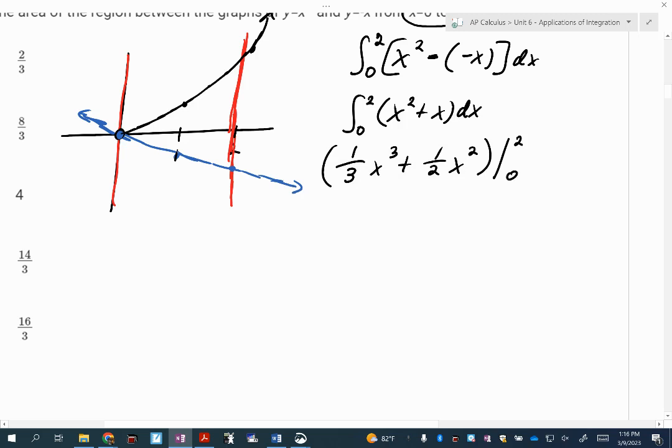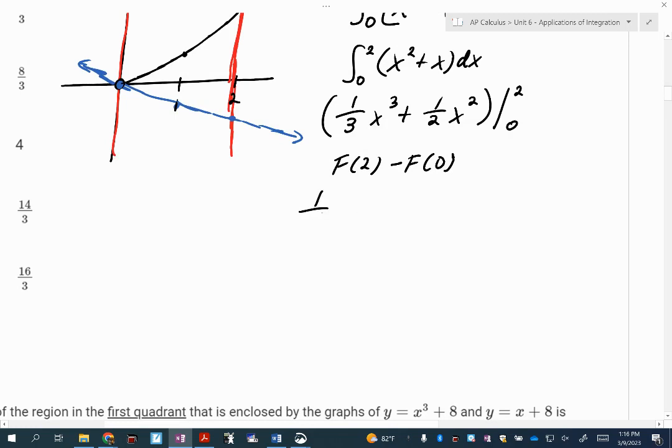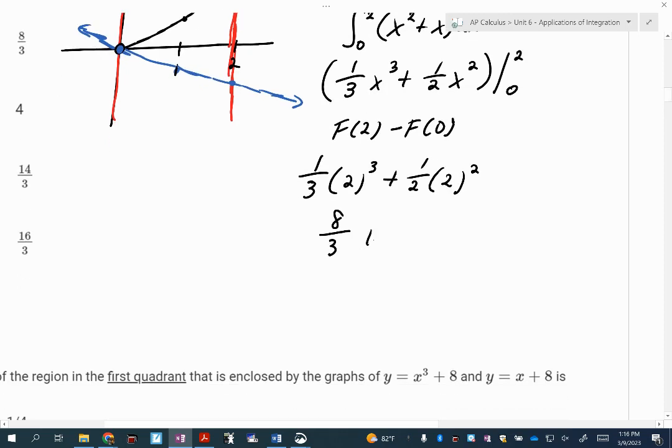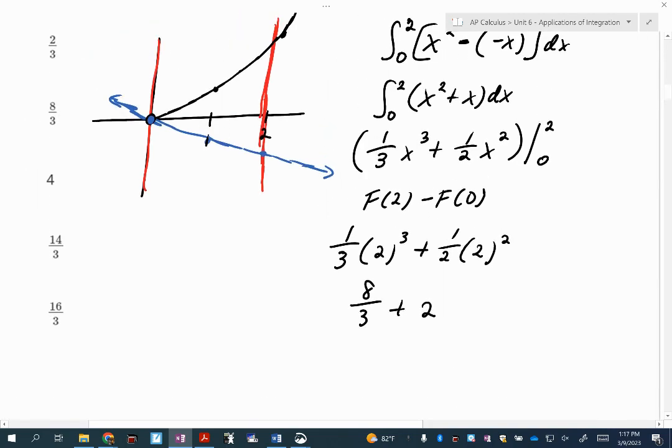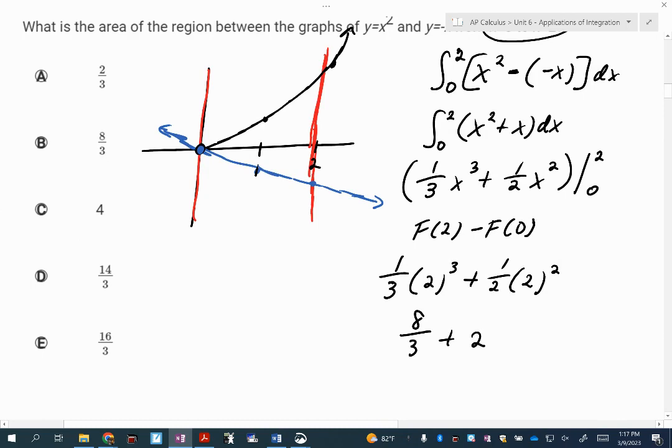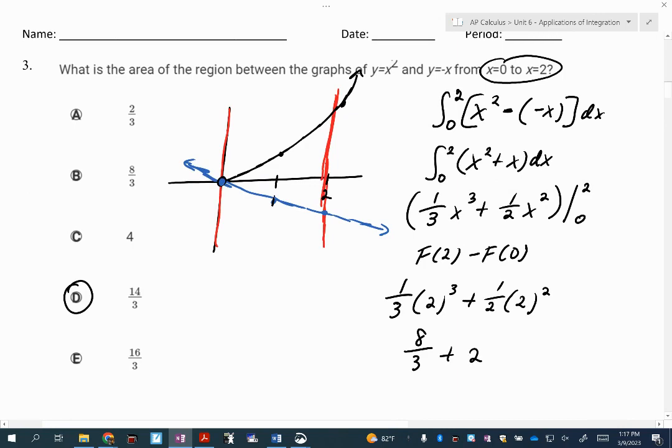And I like this because since I don't see the natural exponential function, that letter e, and I see a 0 with just x's, I really only need to plug in 2. So I plug in 0, I'm going to get 0. Subtracting 0 is not going to change anything. So I'm just going to plug in 2. So I get 2 cubed, which is 8, so 8/3, plus 2 squared is 4, which is 4 divided by 2 is 2. Getting common denominator is 8/3 plus 6/3, which is 14/3. That's the answer for number 3.